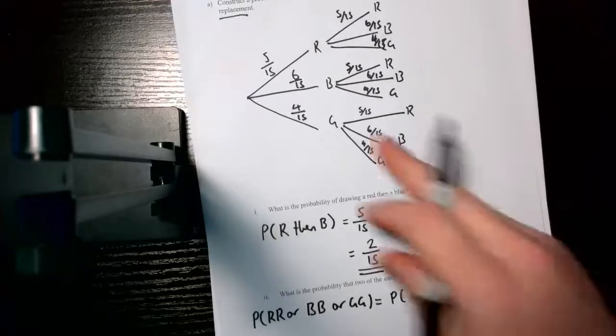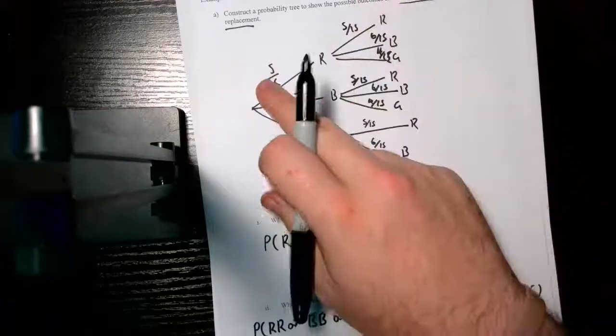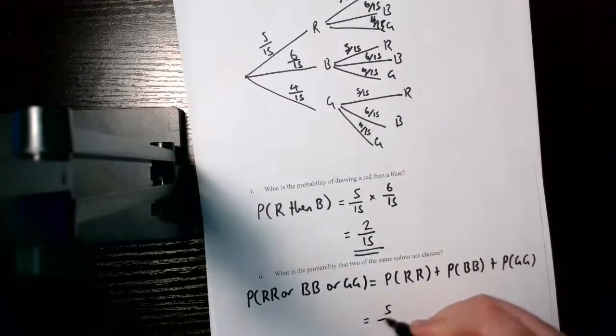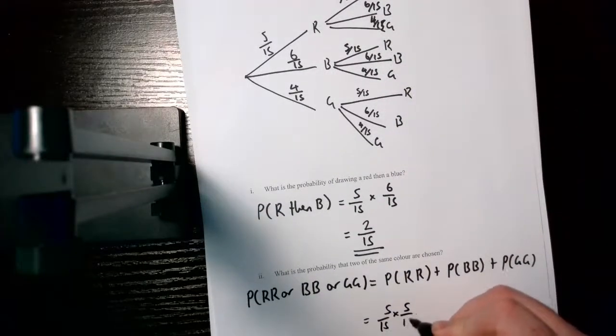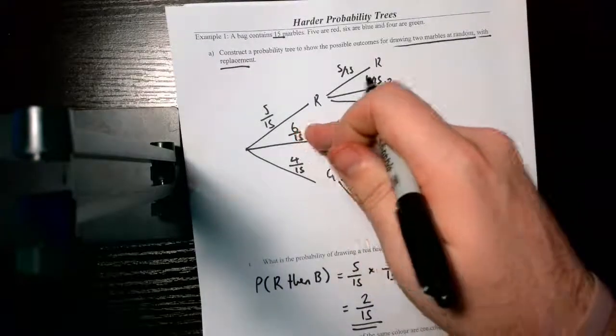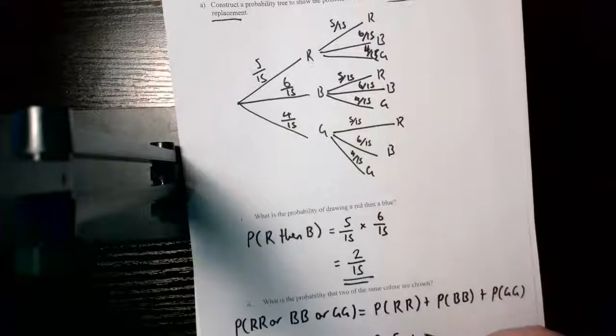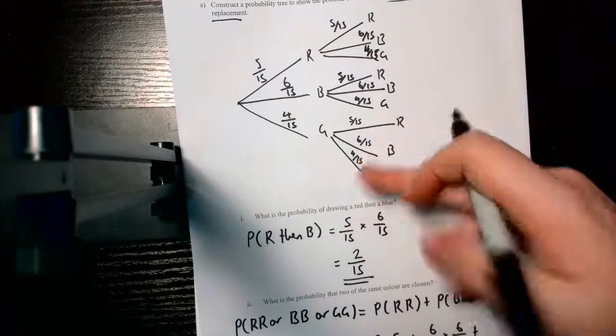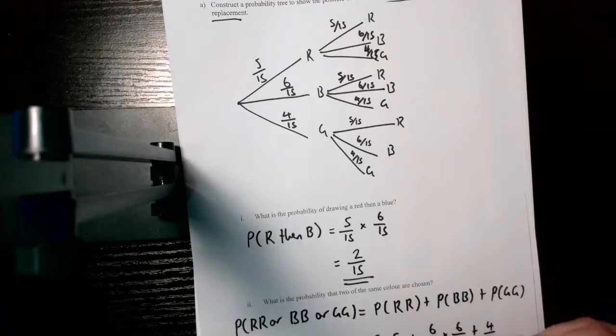Okay, so the probability of red and red is 5 over 15 times by 5 over 15, just following along that branch. So that's 5 over 15 times 5 over 15. Plus, now we go for blue and blue, so 6 over 15 multiplied by 6 over 15 because we're working across. Okay, plus because now we're doing OR, all right, the 4 over 15 times 4 over 15 for the green, green. So 4 over 15 times 4 over 15.